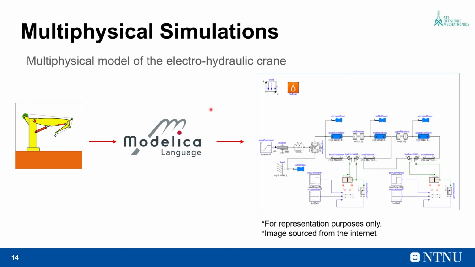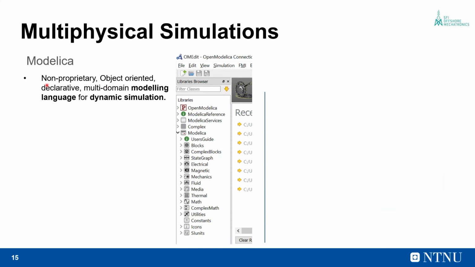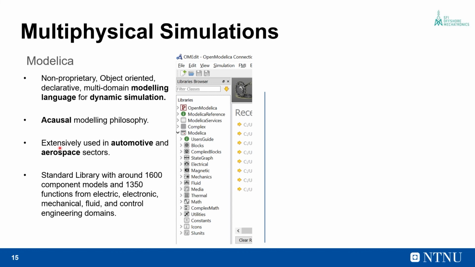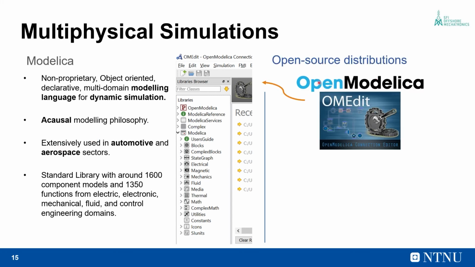So we will have to resort to the use of languages like Modelica, which are specially written to model multiphysical systems. Modelica is a non-proprietary, object-oriented, declarative, multi-domain modeling language for dynamic simulation. It uses the acausal modeling philosophy, which means that you are solving equations and not assignment statements. So you can have knowns and unknowns on either side of the equation, and then the solution direction depends on what is required. It is extensively used in the aerospace and automotive sectors, and it has a standard library with many components from almost all domains of engineering.